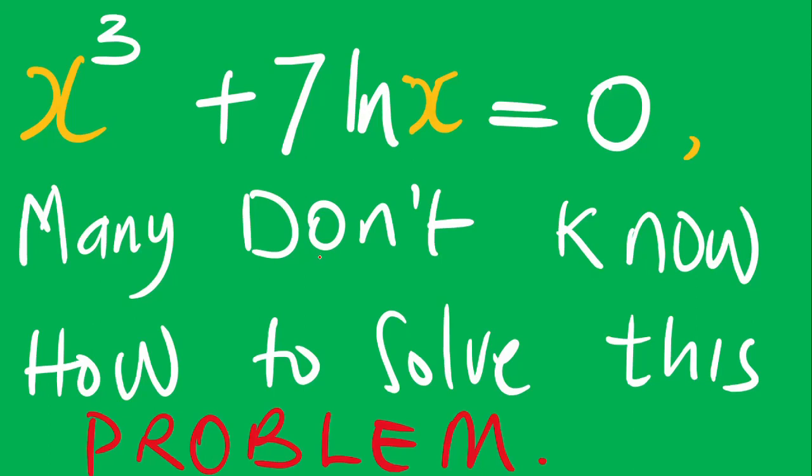Now let's solve this particular problem where you have x to the power 3 plus 7 natural log x is equal to 0. So in a minute, you will know how to solve this problem. So now we're going to solve this particular problem.